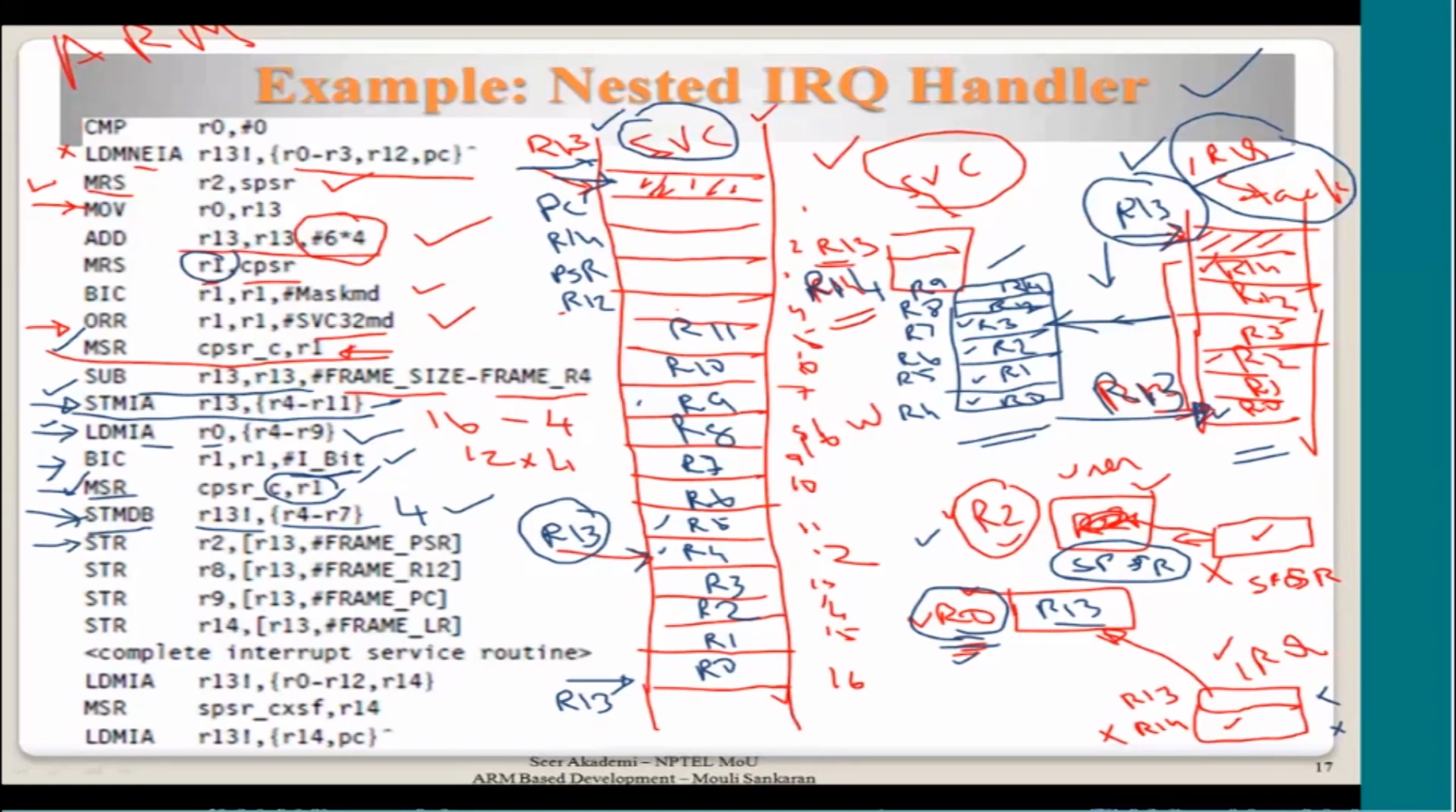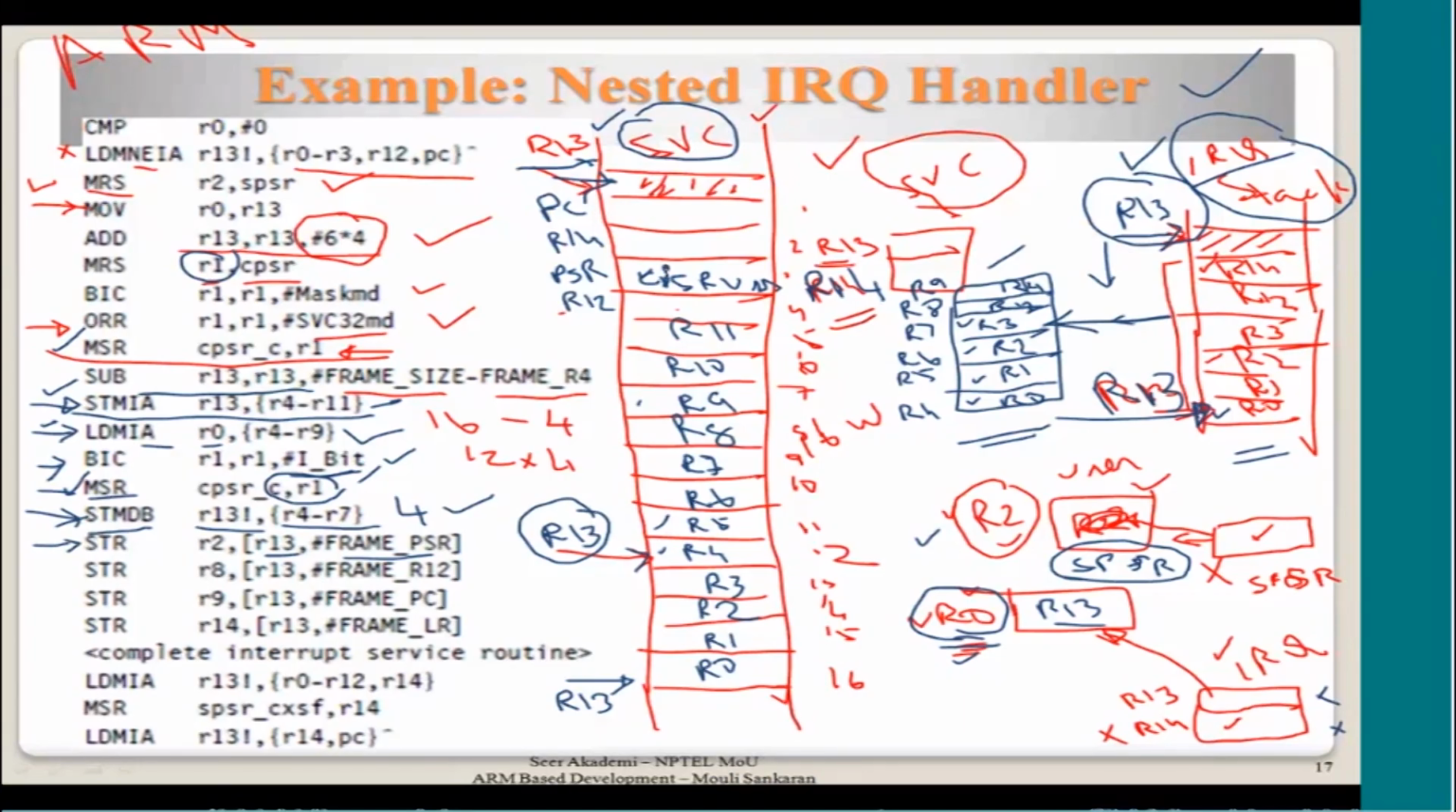These constants are actually giving an offset from R13 to this value. So R13 plus this offset means we are accessing this location and then storing the value of R2. What is the value in R2? It is the SPSR value, the SPSR of IRQ, which happens to have the CPSR value of user mode. Please remember, basically the user CPSR has come here. Good, I hope you understood this.